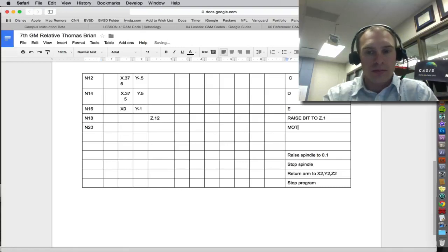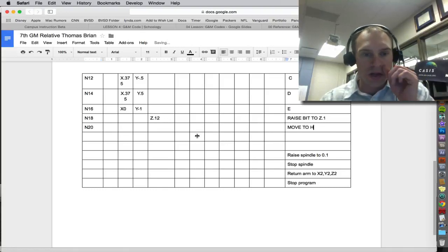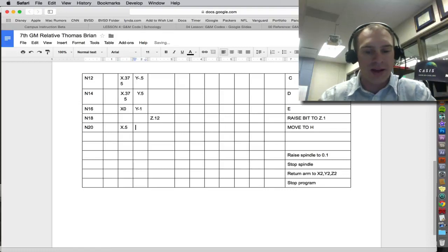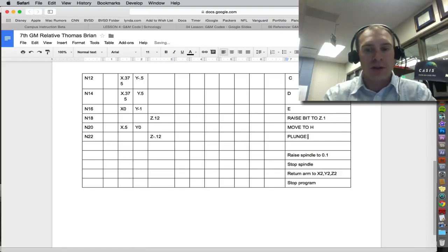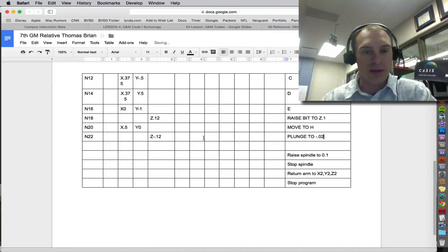So we're going right 0.5 and up and down 0 from E to H. So move to H, and that's X 0.5, Y 0. And then next we need to plunge down, so we're going to go Z negative 0.12 to go down the 0.1 and then start milling 0.02 into it. So plunge to negative 0.02.